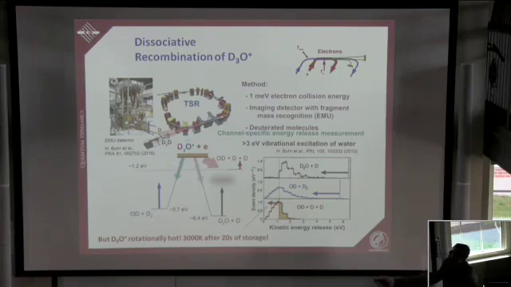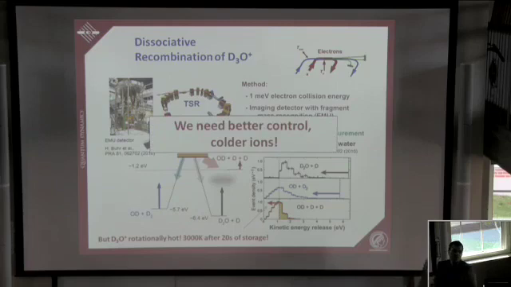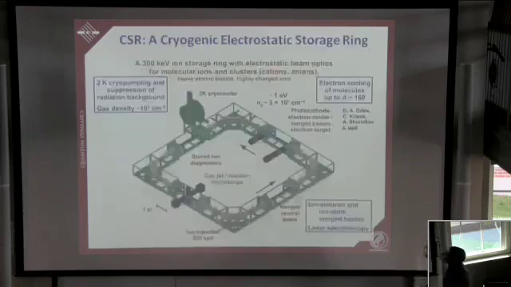So in the future, if you really want to have a measurement that is relevant for interstellar space, we need colder ions, and especially we need much better control of our ions. And that lets me switch over to the new experiment that we want to do in the future. This is the CSR cryogenic storage ring.